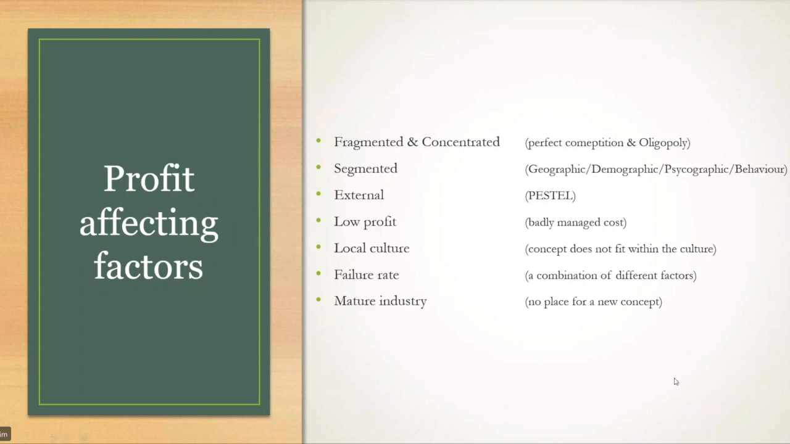Fragmented and concentrated. A fragmented market is mostly about surface area. Basically, fragmented is where you have a lot of restaurants scattered almost, like in the countryside. That's a very fragmented market, so you have long ways to go between each business. Concentrated is, for example, the city center, where you have a lot of businesses in a very small space.